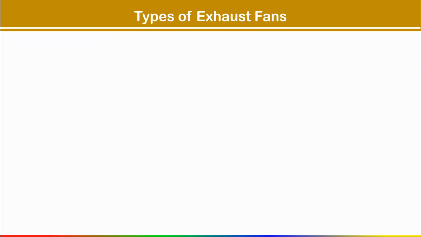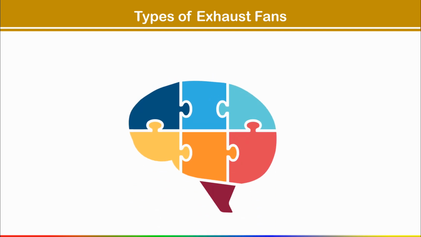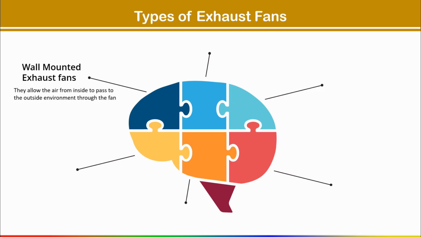Now you see the types of exhaust fan. We have different types of exhaust fan. In that, first is wall mounted exhaust fan. Simple. Wall mounted exhaust fan means they allow the air from inside to pass to the outside environment through the fan. These wall mounted exhaust fans are pretty familiar and have a hassle free installation. These fans are mounted on the external wall of houses mostly. That is why the name given is wall mounted exhaust fan.